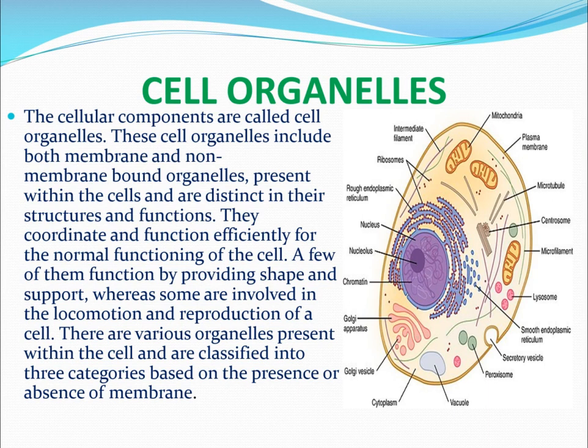Now, there are various organelles present within the cell, and they are classified into three categories based on the presence or absence of membranes. I hope you have understood the structure and the specific functions of the cell organelles, which help the cell work normally and protect it from outer toxic substances as well as outer dangers. So let's move to the next part of the cell.